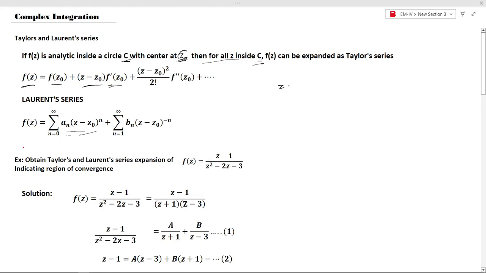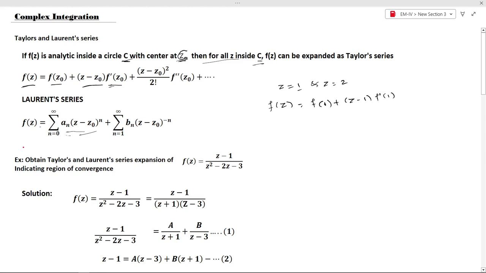Suppose your points are z is equal to 1 and z is equal to 2, then you will get the Taylor series as f of z is equal to f of, suppose let's take 1, so f of 1, then you will get z minus 1 derivative of this f at the point 1 and so on.